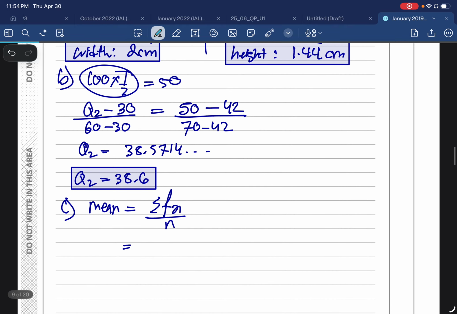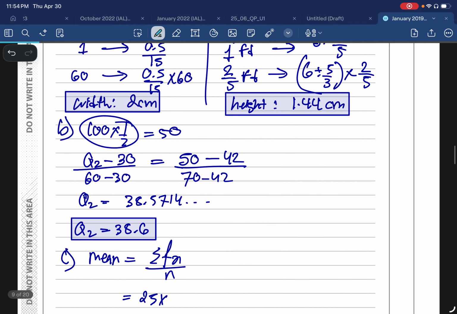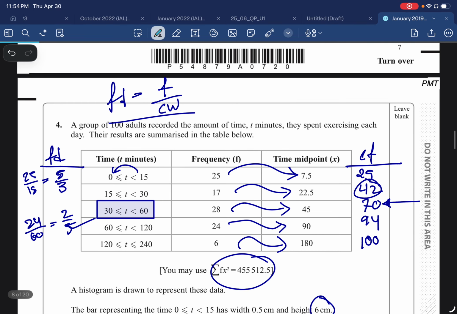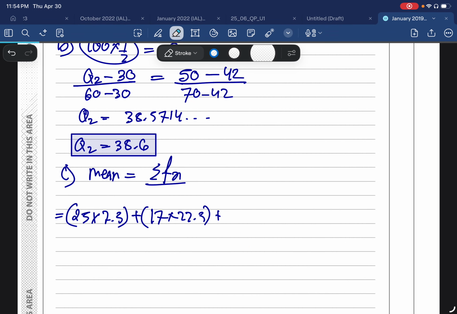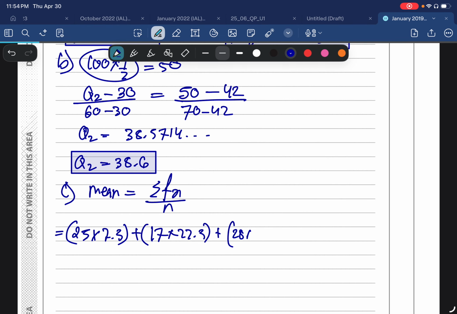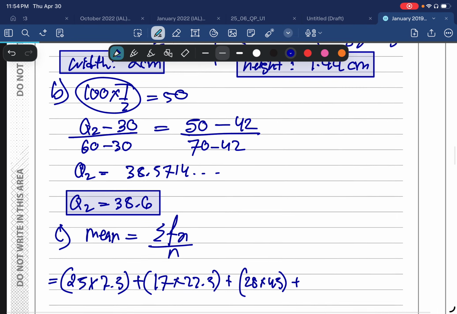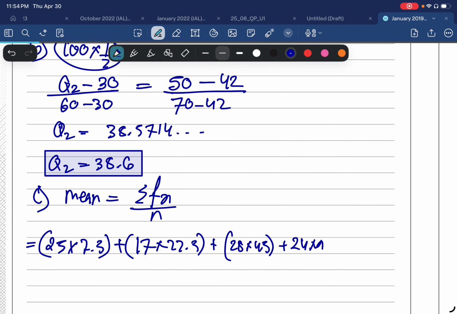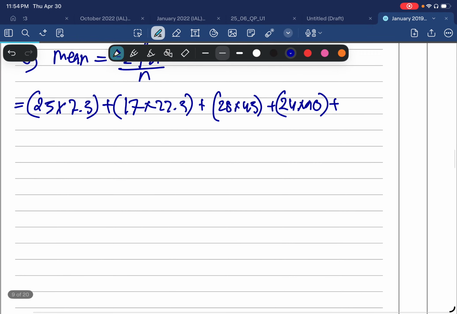So we're gonna have 25 times 7.5, and then we're gonna have 17 times 22.5. I will not have space if I write this in such scale. And then we have 28 times 45. Then we have 24 times 90. Then we have 6 times 180.